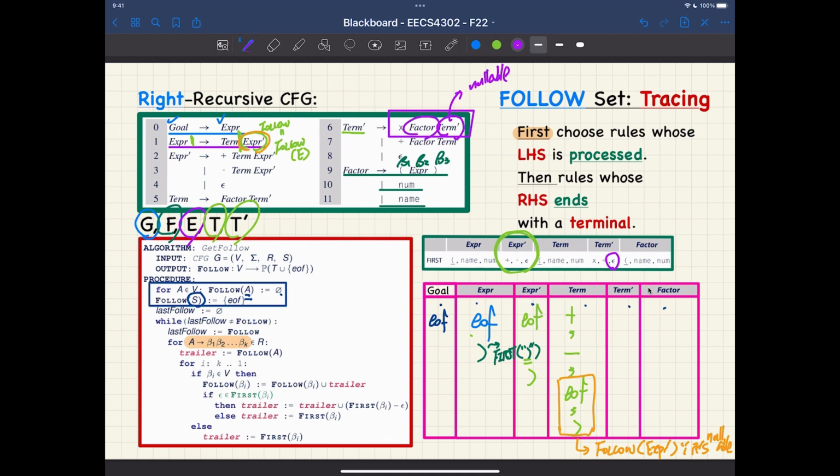Factor. What should be the follow of factor over here? Apparently, it should always include the first of term prime. The first of term prime will be multiply and divide. Should we also include the follow of term prime? We should, because term prime over here is also nullable, right? Term prime is something that we will calculate a little bit later. So you can rely on the further computation, further iteration. Okay, and so on.